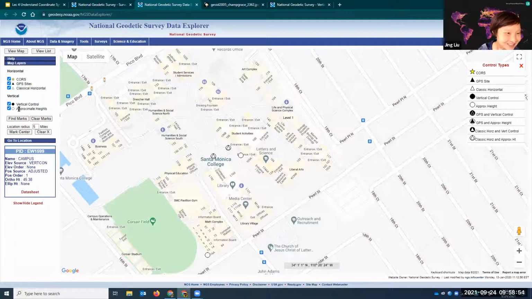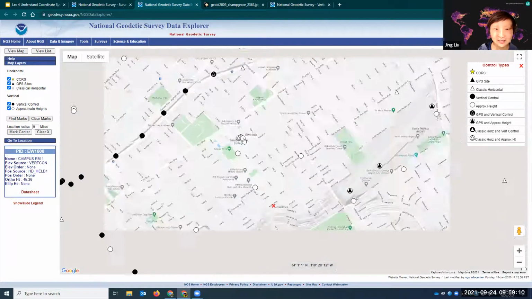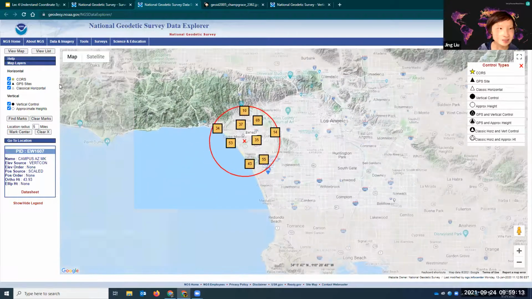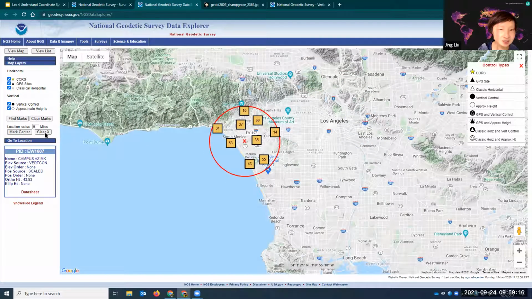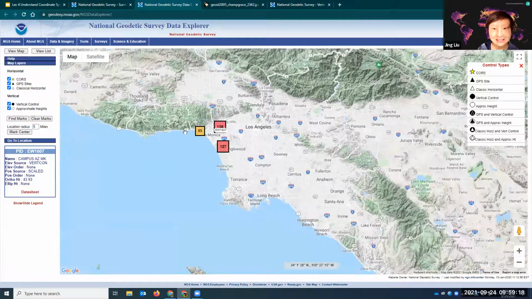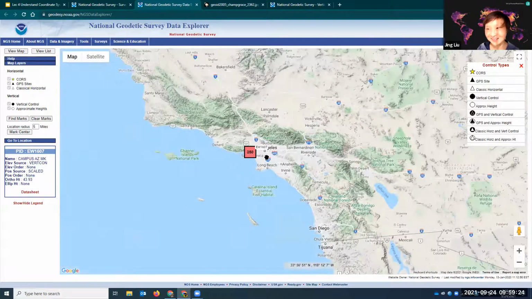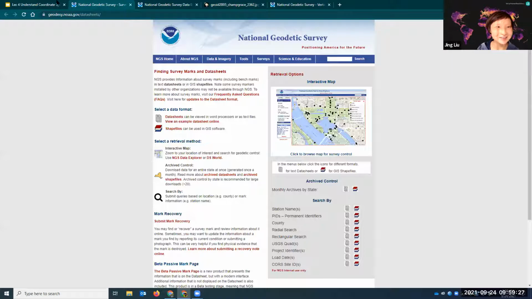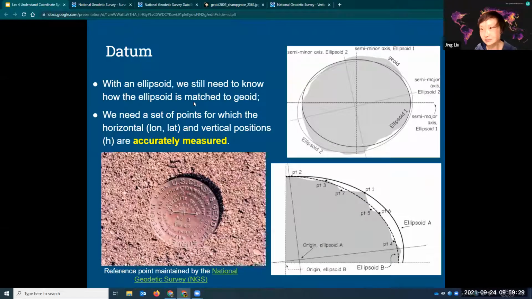Those are the classical horizontal references. We do have an approximate height reference for both. We don't have a GPS site. But if you zoom out, you can see those reference points are everywhere, across this country and also globally. So really interesting. You need the set of reference points to fit the ideal shape to the geoid.